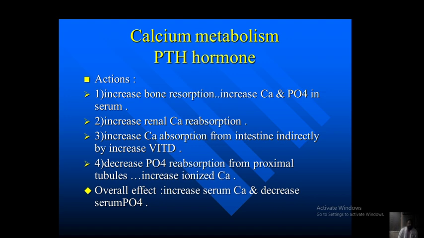How is it indirect? Because PTH activates 1-alpha hydroxylase, which in turn increases the level of vitamin D3. Now this vitamin D3 will increase the reabsorption of calcium. So PTH doesn't have a direct relation to absorption from the intestine, it has an indirect relation. And it decreases the phosphate reabsorption from the PCT, we already discussed. The overall effect is increased serum calcium and decreased phosphate.